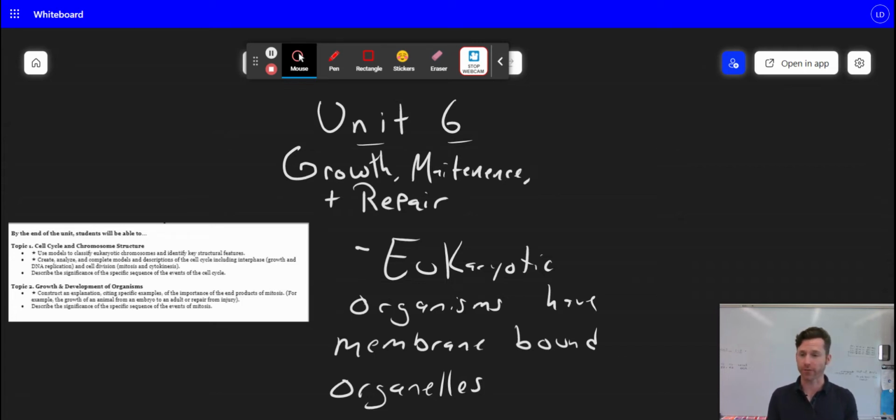So the first bullet point I want to hit for this unit is the first one listed, which reads, use models to classify eukaryotic chromosomes and identify key structural features. And so first, I'd like to just point out that eukaryotic organisms are any organisms that have membrane-bound organelles. And so when you are looking at the chromosomes of a eukaryotic organism, they are going to be found inside of the nucleus for 95% of the cell's existence. Right? So that is one of the defining features. They're typically held within a nucleus.